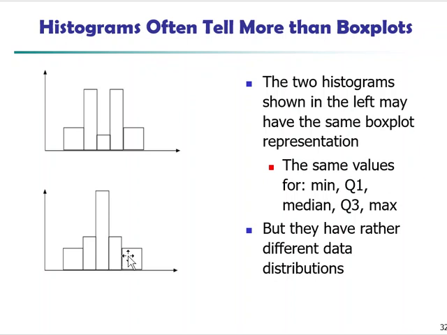The box plot or the 5 number summary will tell you that those two distributions are identical, but they're not. If you plot the histogram, you're going to see the difference. So therefore, it's safer to plot a histogram than just looking at box plots.